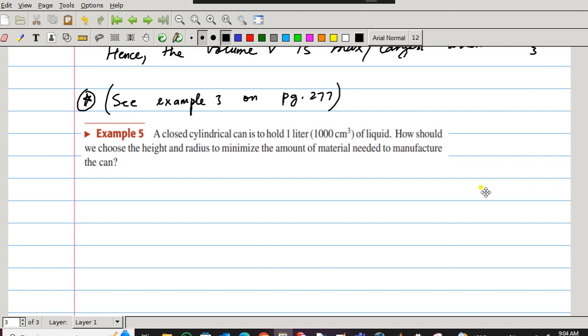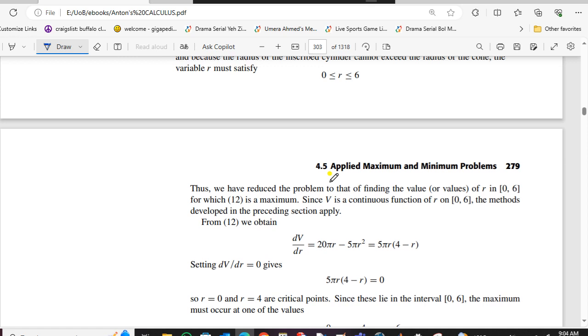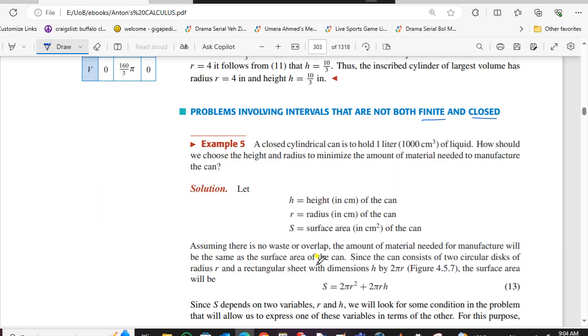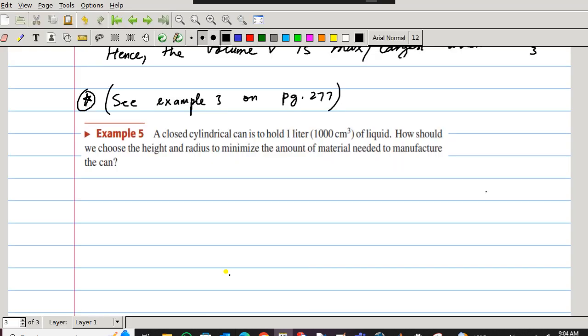Okay, so this is on page 279. Problems involving intervals that are not both finite and closed. Page 279. Okay. Problem with infinite interval. Now it's not a closed interval. The previous examples were with closed intervals.